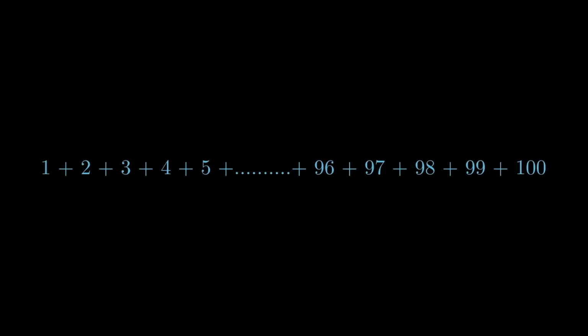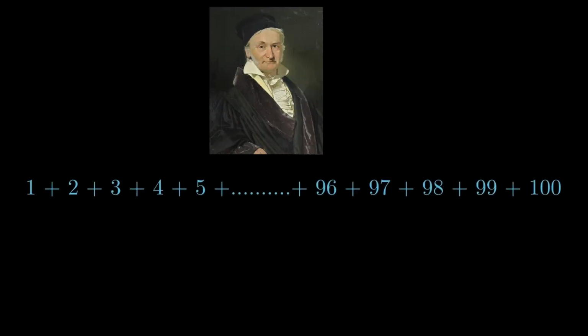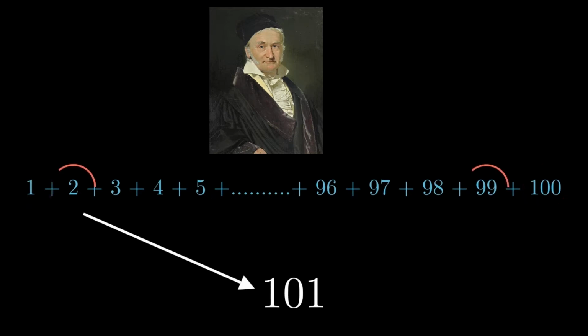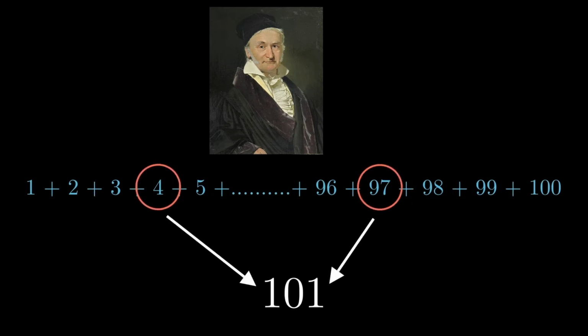Well, a German mathematician named Carl Friedrich Gauss came up with a brilliant method to find the sum at a very young age. He observed that the terms at the same distance from the first and last term add up to the same value. For example, the first and last terms, the second and second to last terms, and so on, all sum up to 101.